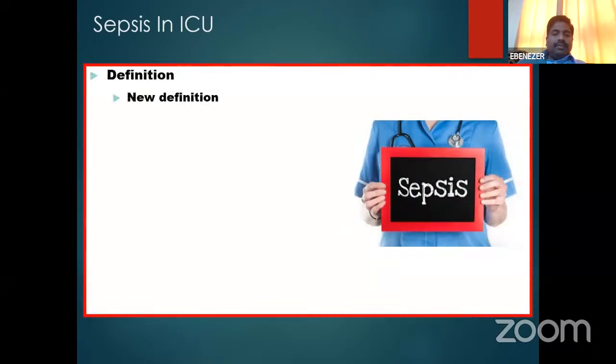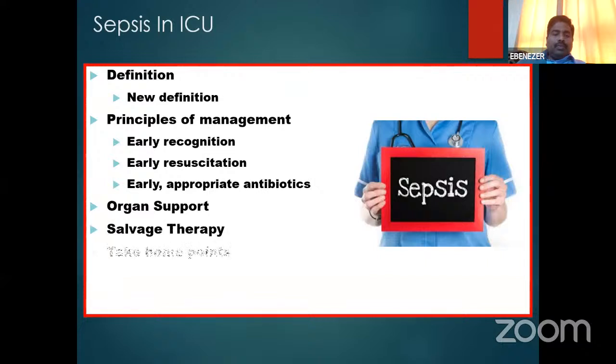Now, when you think about sepsis in ICU, we can go through this talk under certain important headings. How do we define sepsis? The principles of management, how do we recognize sepsis at an earlier stage? How do we resuscitate a patient with septic shock? Early appropriate antibiotics as a linchpin of therapy, and organ support. As you do all these, early recognition, early resuscitation, and appropriate antibiotics, how do you support the various organs? As well as salvage therapy. Sometimes you have to salvage the patient when the patient is not doing that well. So finally, we will go to some take-home points, which will also be an important aspect in this talk.